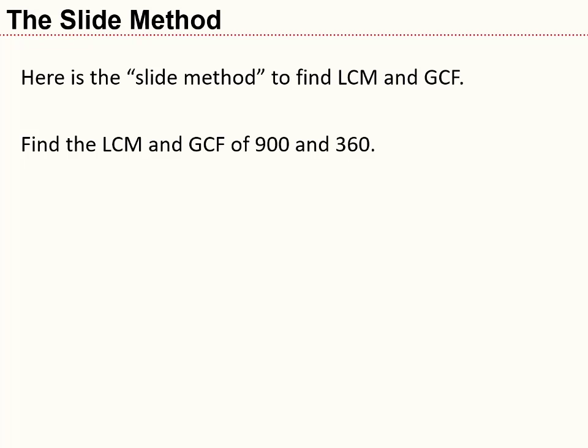So how do we actually compute least common multiple and greatest common factor without always having to list out all the factors or multiples? I'll present two methods. The first one is called the slide method. So let's find the least common multiple and greatest common factor of, say, 900 and 360.